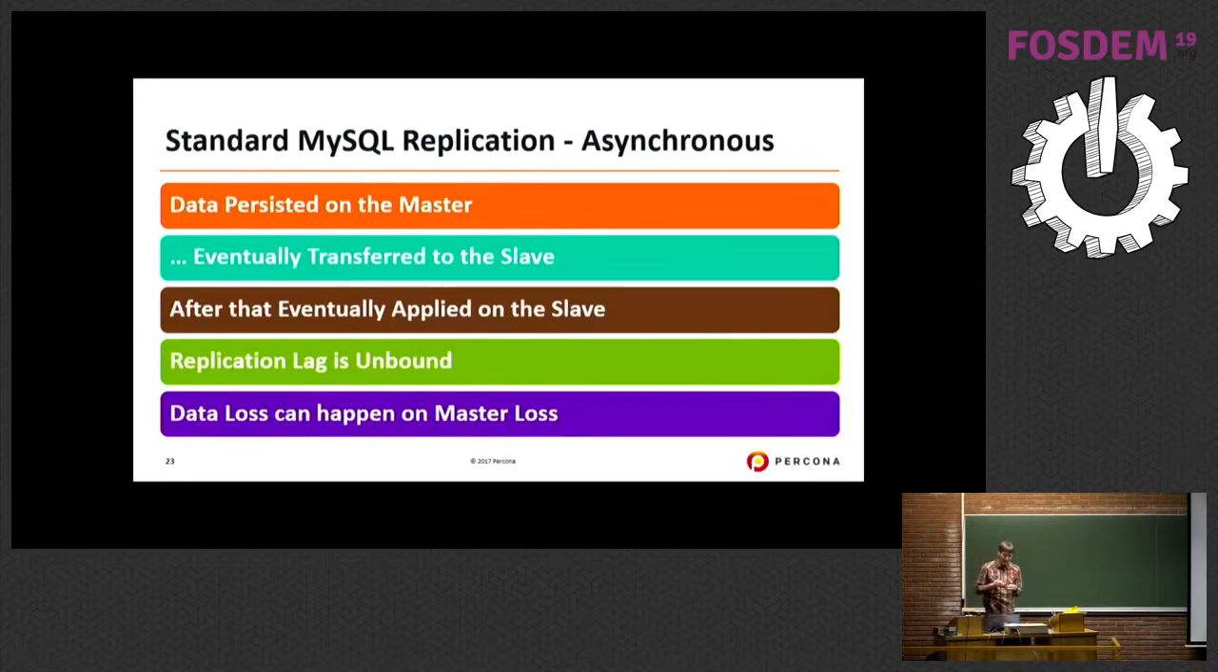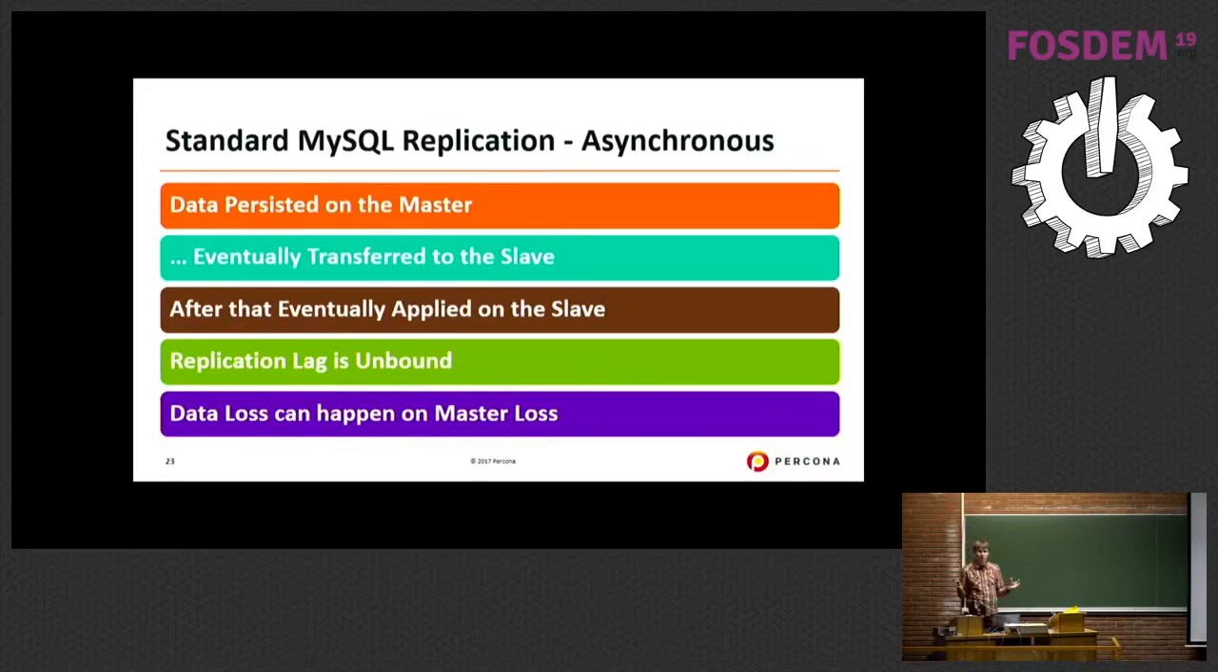Okay, standard MySQL replication is asynchronous, right? What that means is when you do the writes, data is persisted on the master, and then it's eventually transferred to the slave, and even more eventually is applied to that slave, right? And eventually, hopefully, means a few milliseconds, but hey, I have seen MySQL replication lag of more than a month in some cases. Anybody else? Yes, so eventually may mean many things, right? And that replication lag is unbound in MySQL replication.